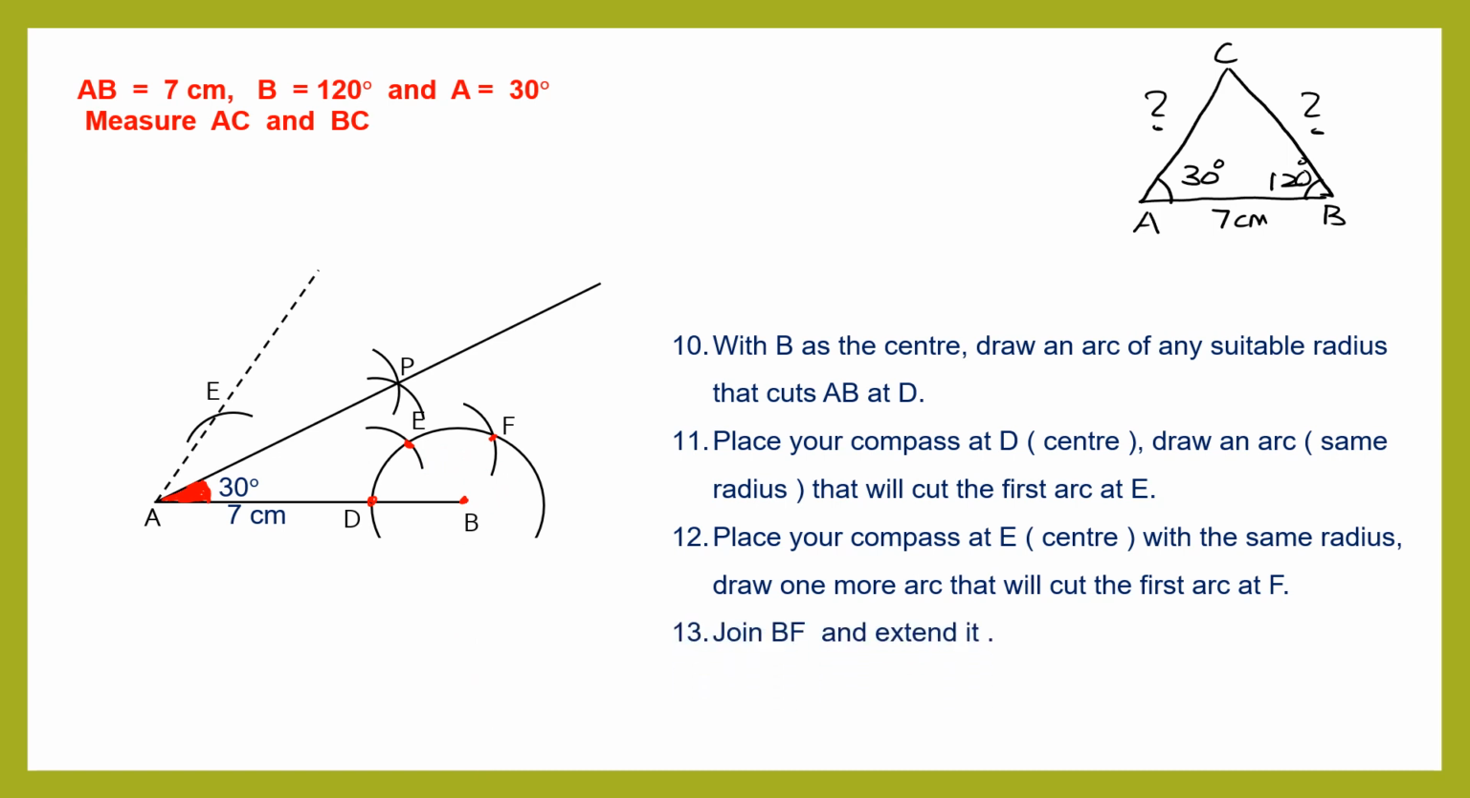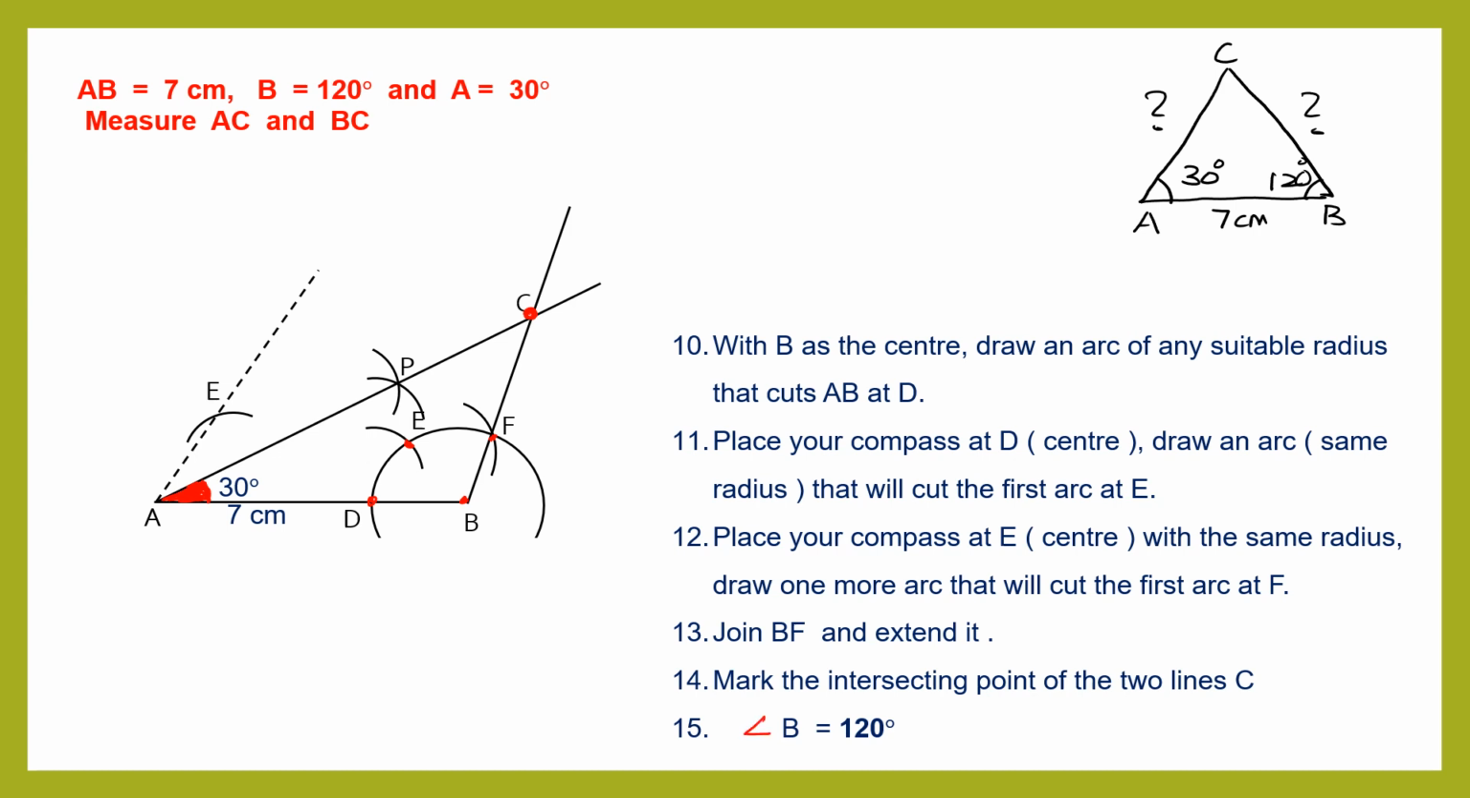Now join BF. Can you see B here and F here? So join B and F and extend it. So we have joined BF, we have extended it. Mark the intersecting point of the two lines as C. As you can see, this intersecting point of the two lines, we are going to mark it as C. Now angle B is 120 degrees. So this is the required angle.